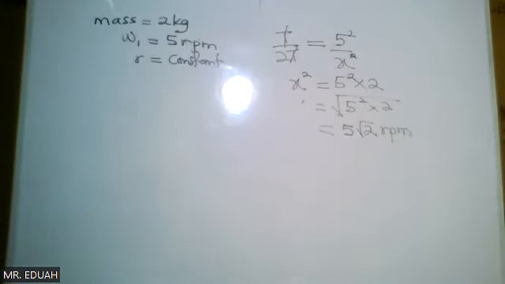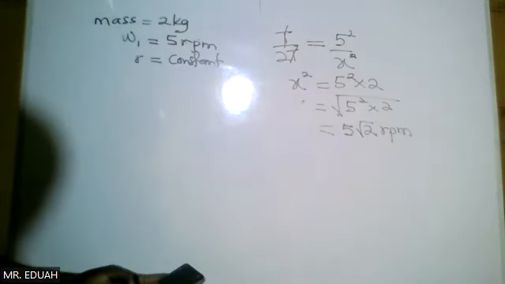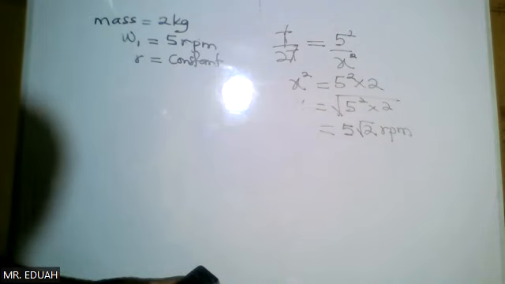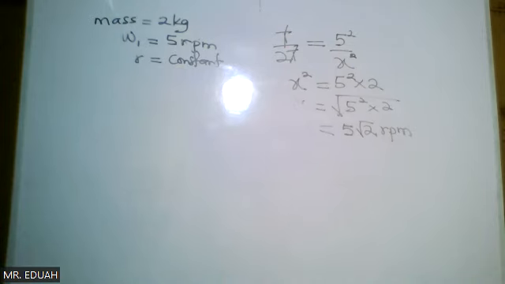Okay. So the initial speed is this. Now, keeping the radius constant, the tension in the string is double.